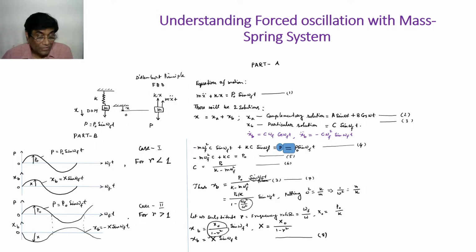Now what will happen in case 2, if r greater than 1, that means omega f, the forcing circular frequency, is larger than the system natural frequency. Natural frequency is constant. Once k and m are determined, they are constant, right? So forcing frequency is the external one. So what if this is greater than 1? Then you see this quantity will be negative, okay, negative definite, right?